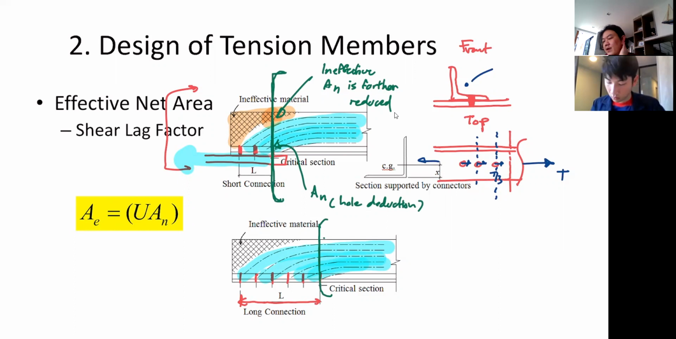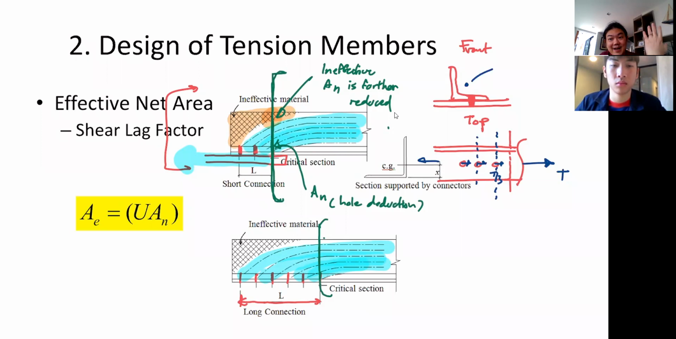Okay, so if this is the case where you probably have the area that becomes ineffective due to the shift of the force from one member to another, you may have to reduce your net area further due to this phenomenon that we call shear lag.